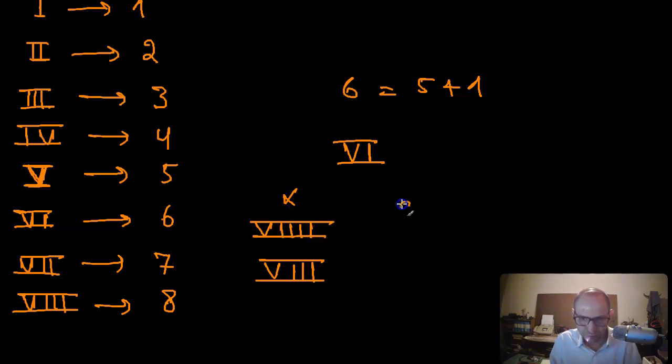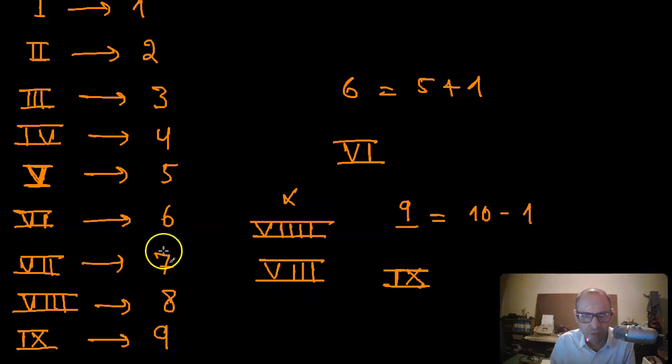So again, for a 9, you have to subtract, meaning a 9 would be a 10 minus a 1. So I write a 10 and I put the 1 on the left hand side so that it is subtracted from the 10. So then a 9 would be this way.